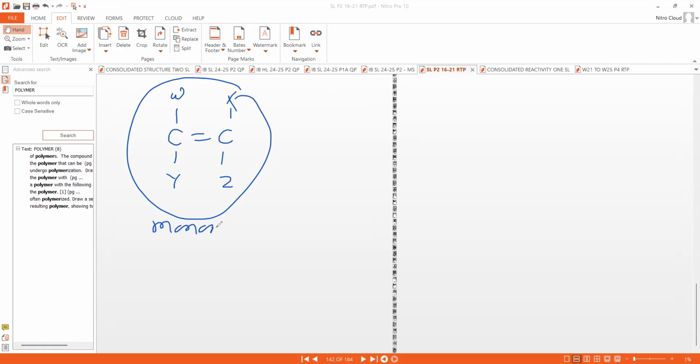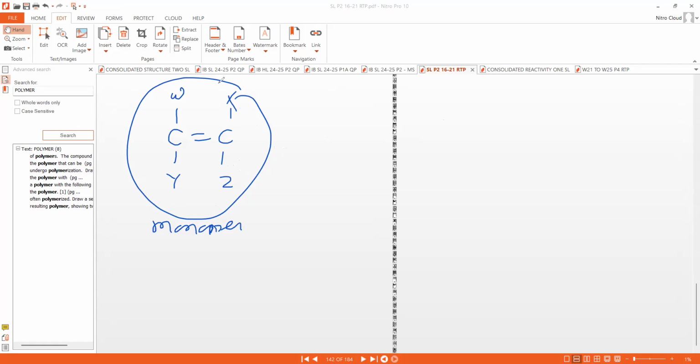Monomer means it's a single molecule which is existing by its own. It's a small, simple molecule. Now, zillions or a large number of these molecules, when linked to each other, form one large, very long chain molecule, which is a polymer.